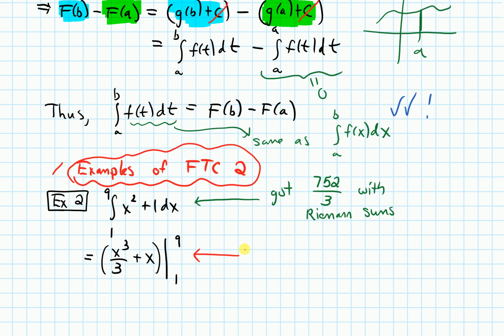Okay, so the notation here, let me write that better. The notation is when we write a function, vertical line, put an a at the bottom, b at the top. This means first plug b in, then plug a in, and then subtract those two numbers. Okay, so let's go ahead and plug 9 into this, and 1 in, and then subtract.